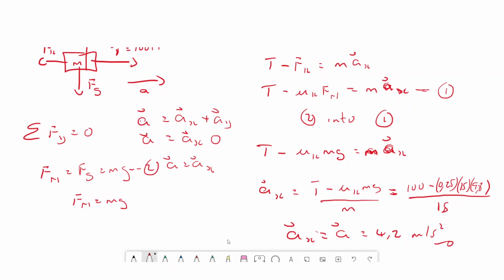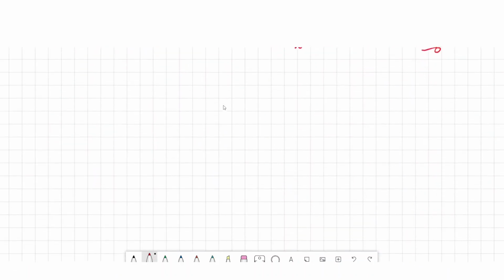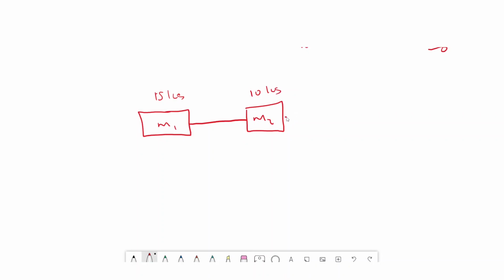Okay. Now, for instance, I can give you another problem. A common problem that you could see, and maybe let's discuss it. If I have M1, and maybe I say this M1 is 15 kg, and then there's a rope between M1 and M2, and maybe let's say this one, M2, is 10 kg, and then I apply a force here. Okay, I'm applying a force. This is the applied force.